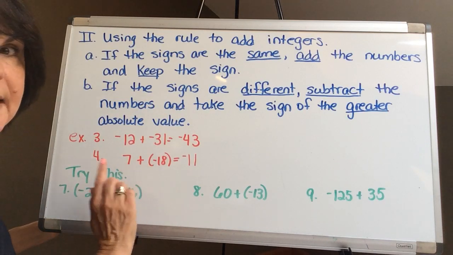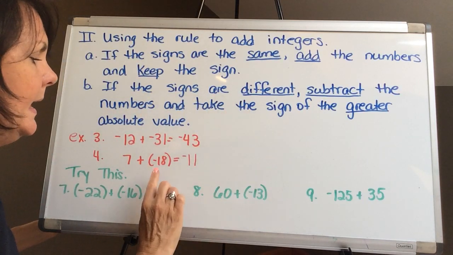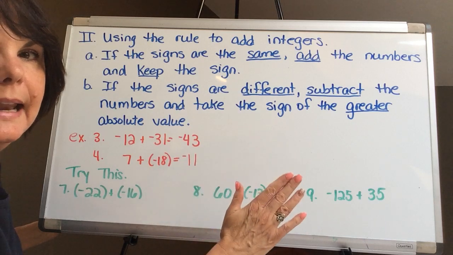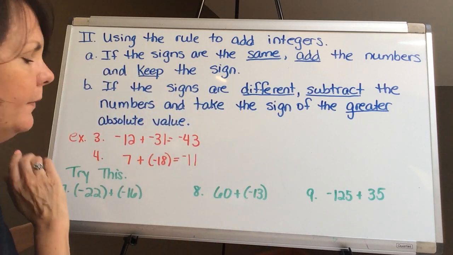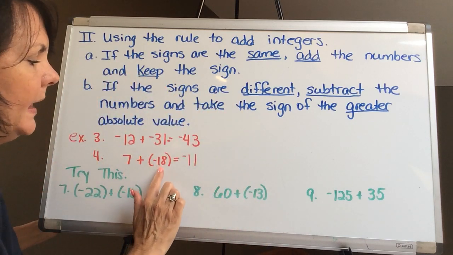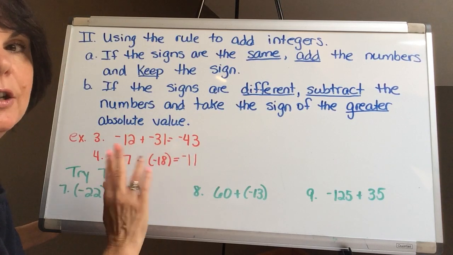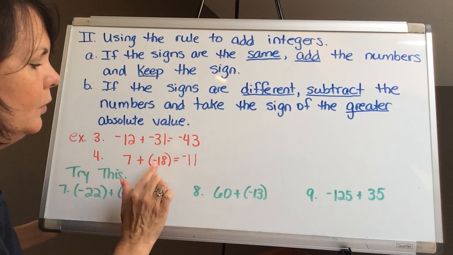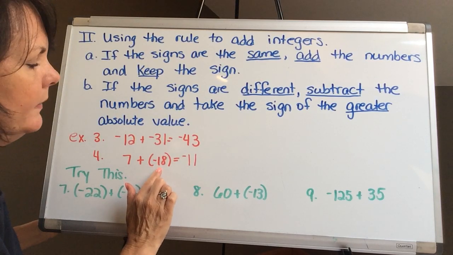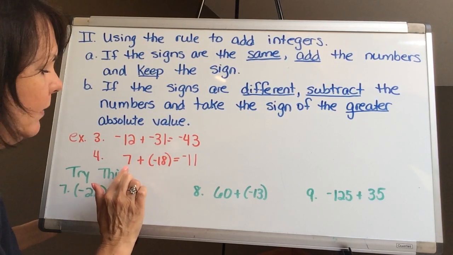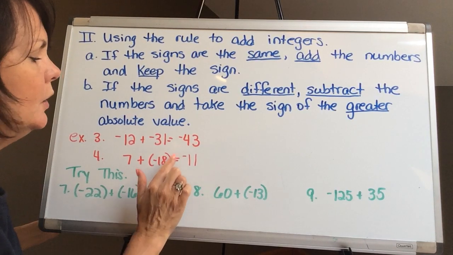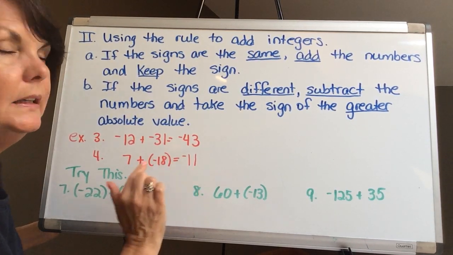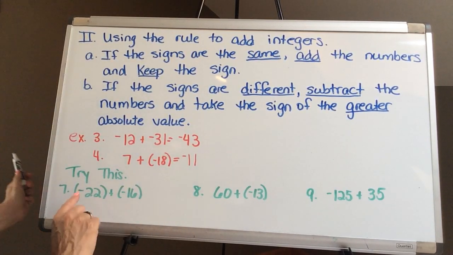Look at example 4. A positive 7, 7 units to the right. Now a -18. Now you're going 18 units to the left, or 7 yellow and 18 red. Then you're going to have the 0 pairs canceling each other out, leaving you with more. The absolute value of a -18 is greater than the absolute value of 7. So you have more of these, leaving you with a -11.